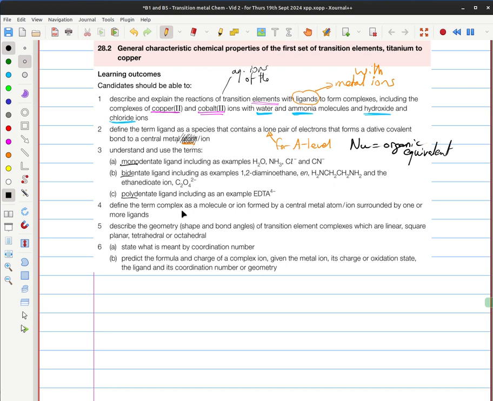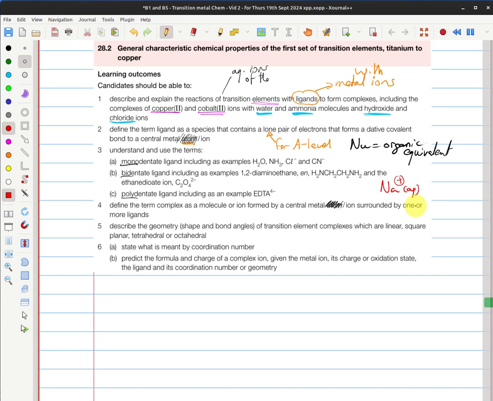Define the term complex as a molecule or ion formed by a central metal atom surrounded by one or more ligands. Again, not quite sure about that. Now, the chief examiner for paper 4 mentioned that he didn't actually like the Cambridge wording of it. And he was a chief examiner. Because if you have Na plus ions in aqueous solution, those ions, of course, are surrounded by water molecules. We get ion-dipole interaction. But that would not be a complex.